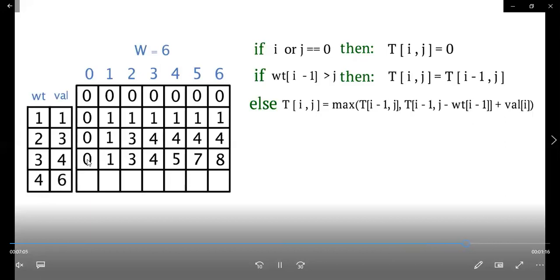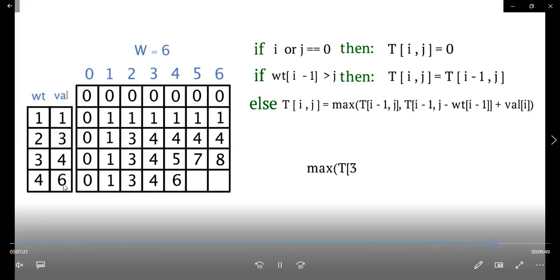Next, once you finish this row, you please come to the next row where you will be seeing 4 comma 0 is 0. Now from this, 4 comma 1 is the previous value, so it is 1, 3, 4, and now we will be calculating the value for 4 comma 4. It is 3 comma 4 and 3 comma 0 plus 6. So 0 plus 6 is 6, 5 and 6, your maximum is 6.